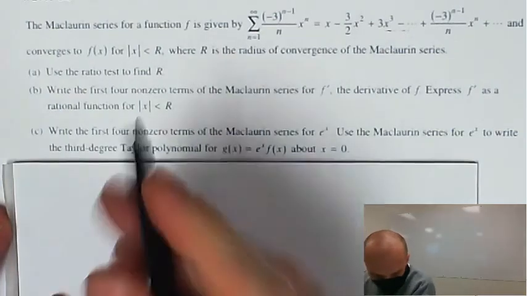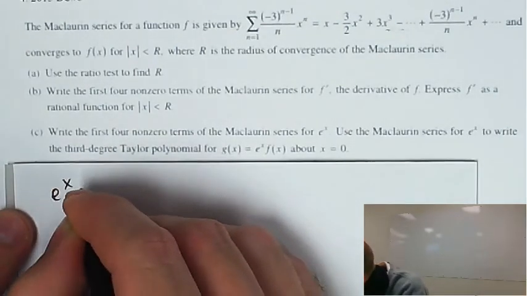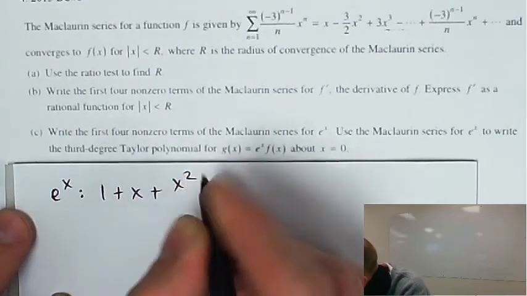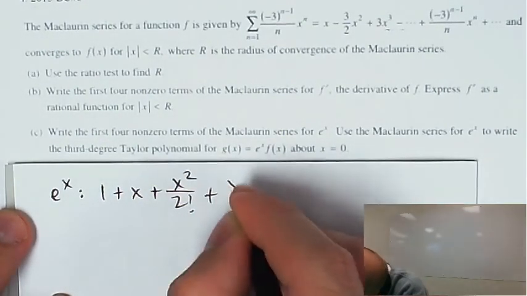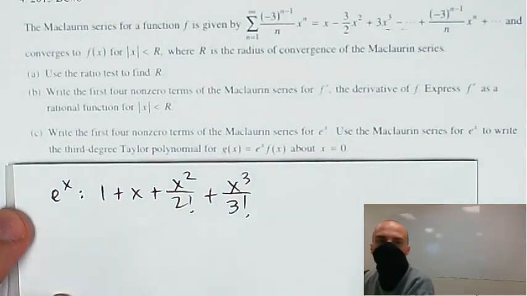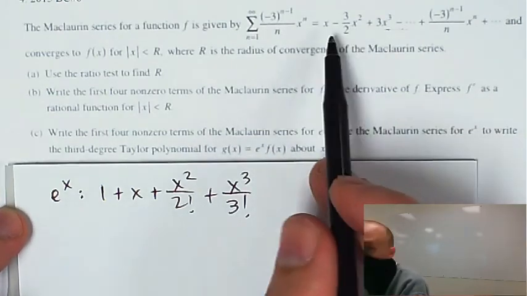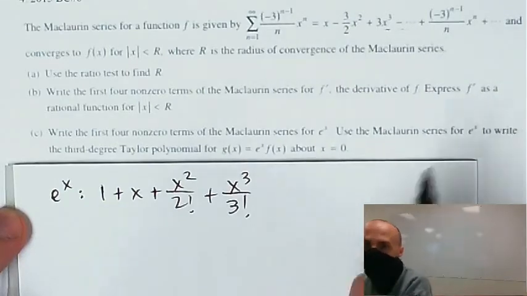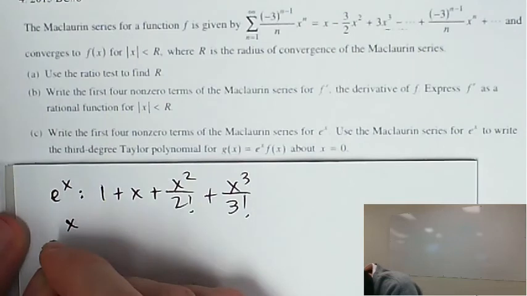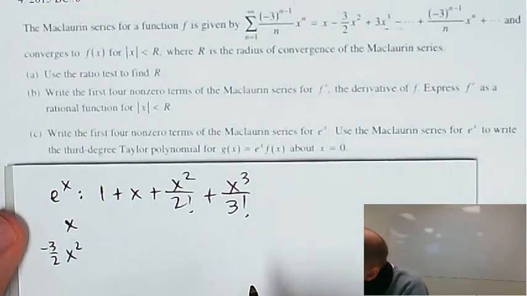We don't want that. So I can start with e to the x. That's what they wanted. First 4 non-zero terms: 1 plus x plus x squared over 2 factorial plus x to the 3 over 3 factorial. Great. Polynomial for g of x equals e to the x times f of x. Well, f of x, I've got the terms of the polynomial up here. That's going to be x minus 3 halves x squared and positive 3x to the third.